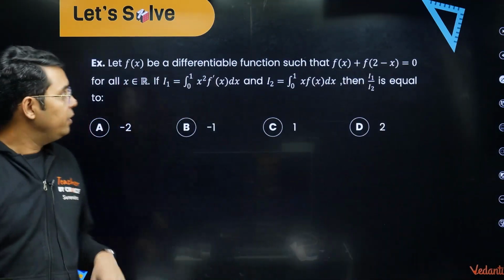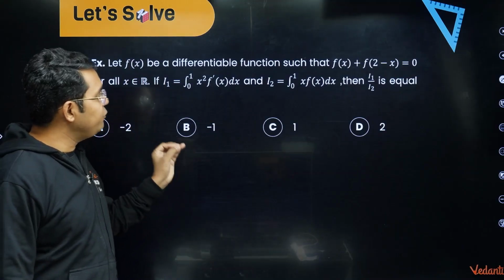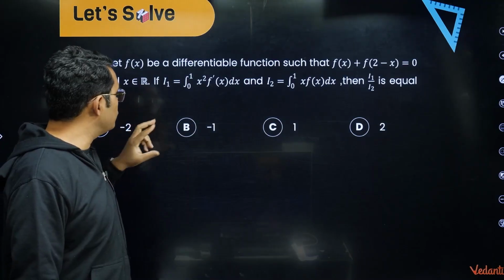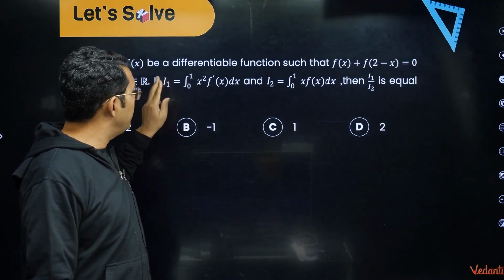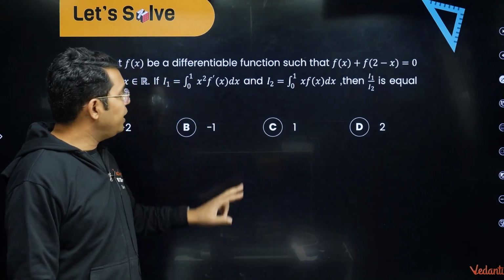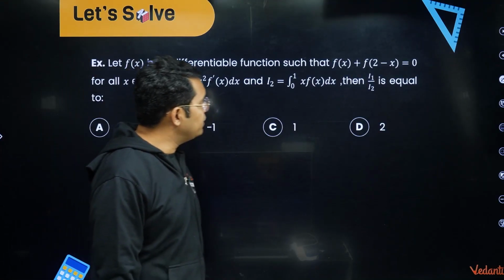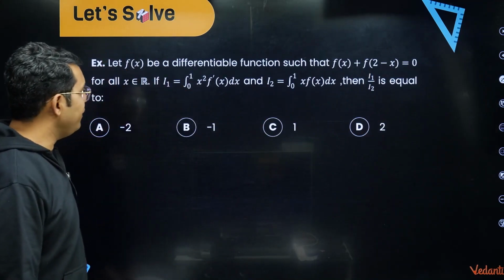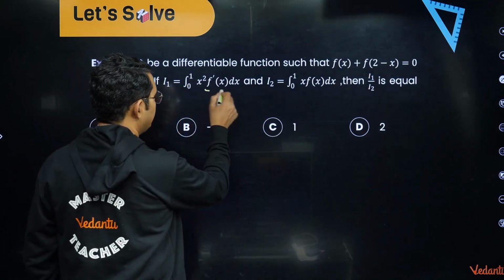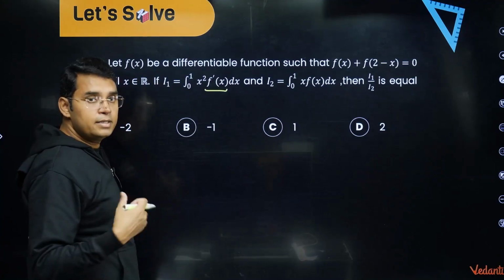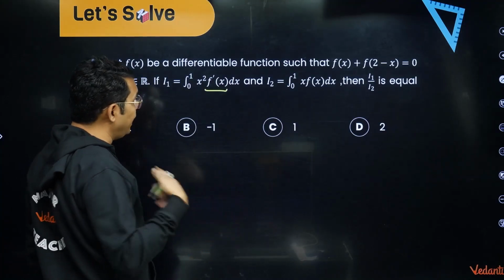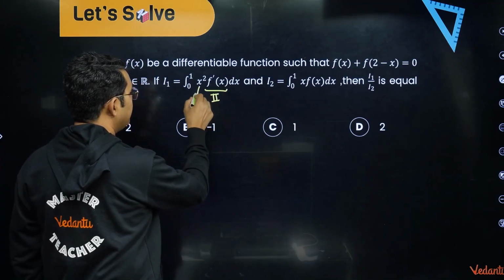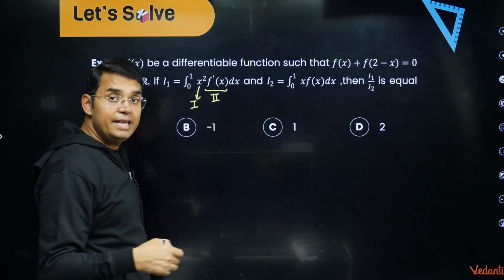Coming to this question, we are given f(x) to be a differentiable function such that f(x) plus f(2 minus x) is equal to 0 for all x belongs to R, and I1 is the integral from 0 to 1 of x square f dash x dx, and I2 is the integral from 0 to 1 of x f(x) dx. Then we have to find I1 upon I2. Because they have given this f dash x here, they are prompting us to take this as second function and this as first function, that is integration by parts.